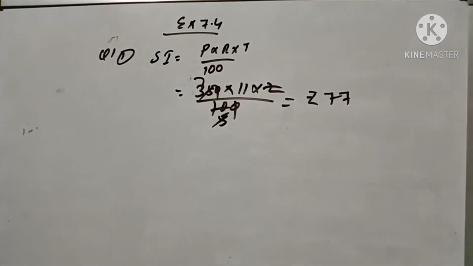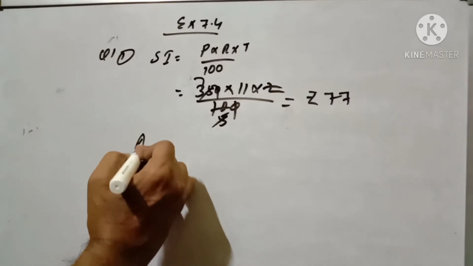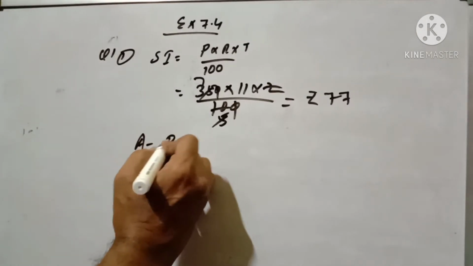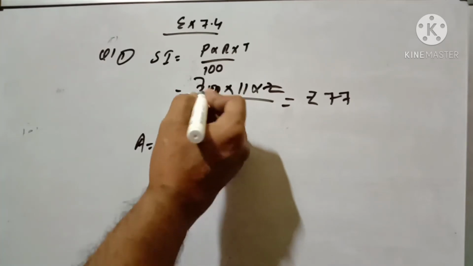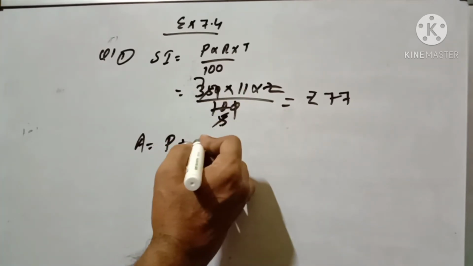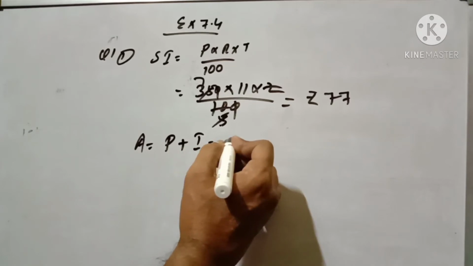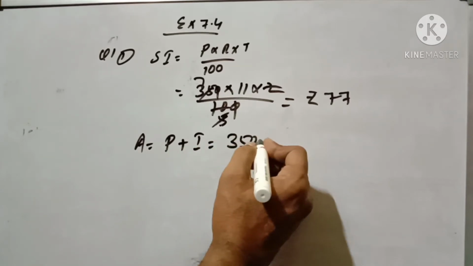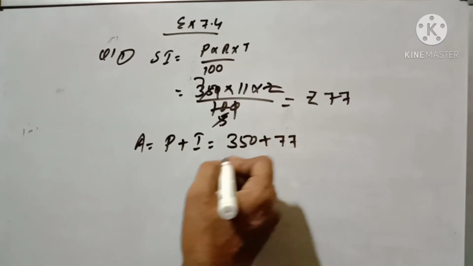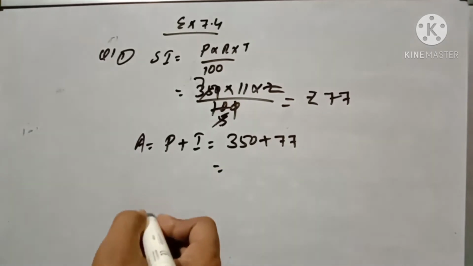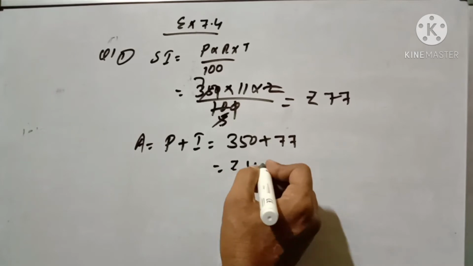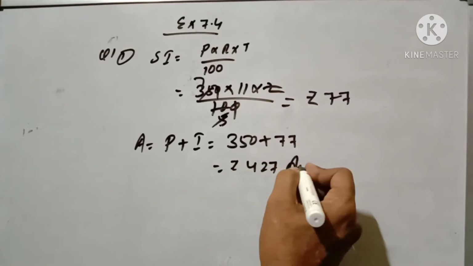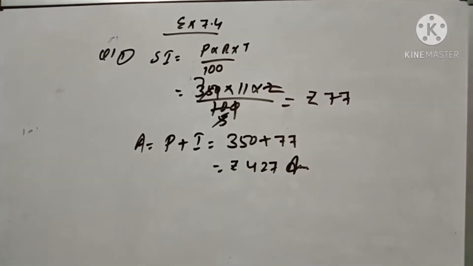Now we also have to find the amount. As we know, amount equals principal plus interest. Our principal is 350 and interest has come 77. So I can write 350 plus 77, it will be 427 rupees. This is our required answer. Write down please.